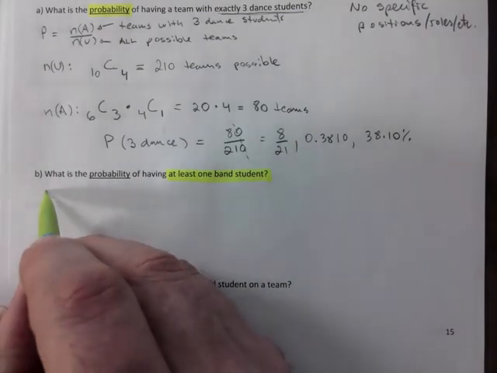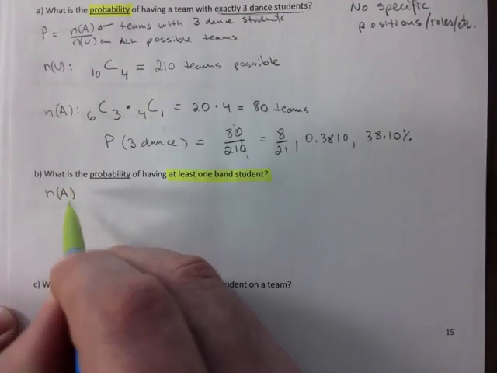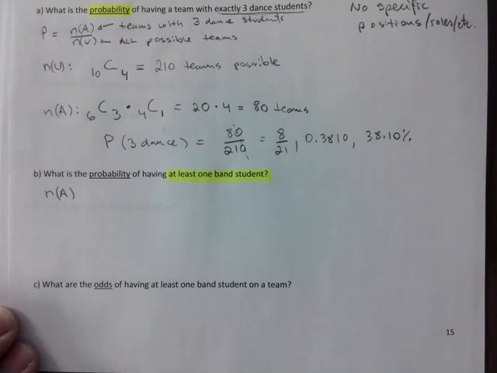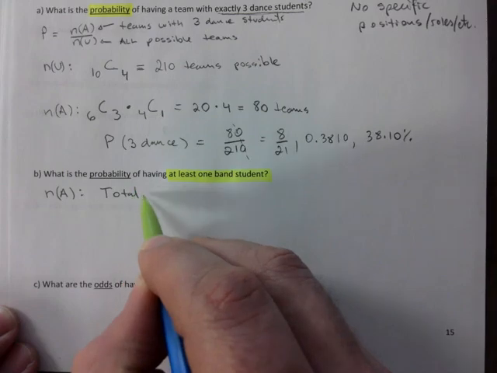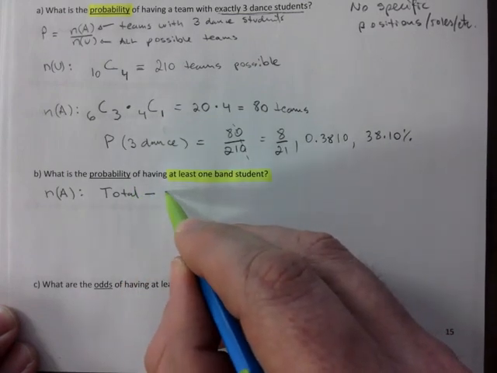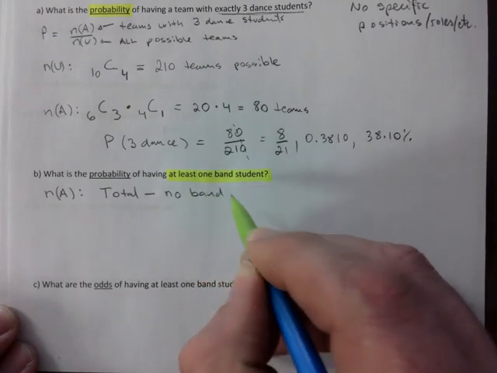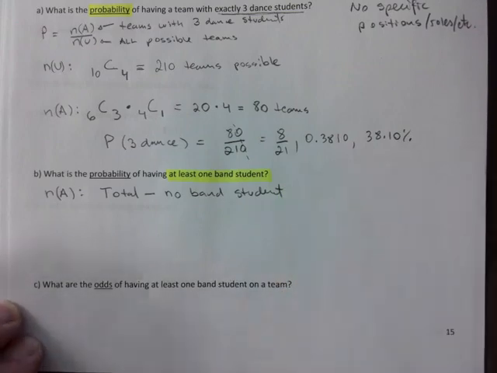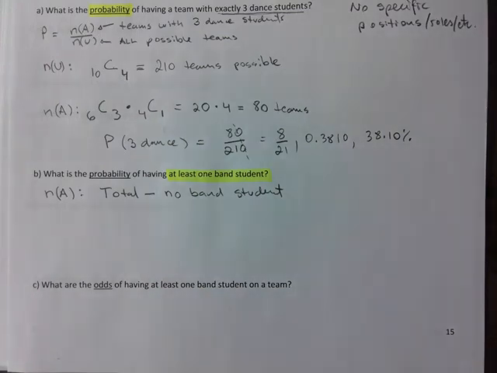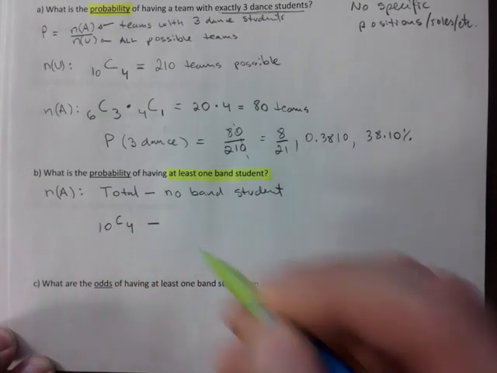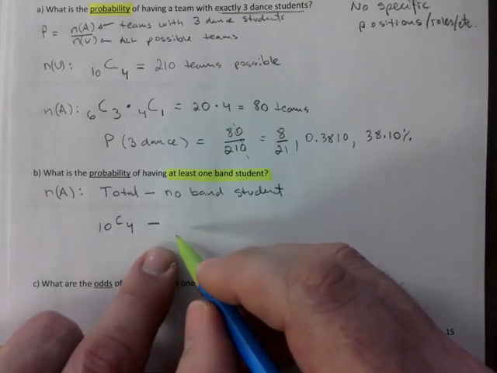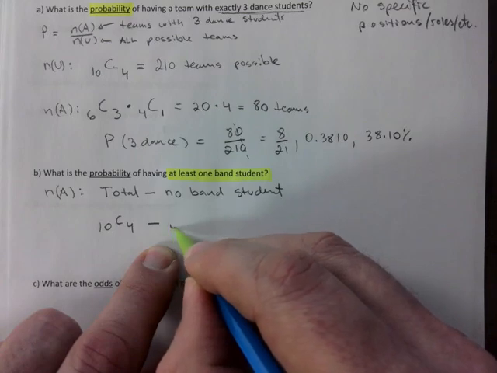Okay? So we already know the total, correct? We already know it, so we don't have to waste time on that. So we'll just say that we'll go total minus no band student. And if you do that, then you have all the ones that have at least 1, right? They could have 1, 2, 3, or 4. Okay? So total is 10C4 minus no band students. So I always have to watch out for this one. So let's take care of no band students.